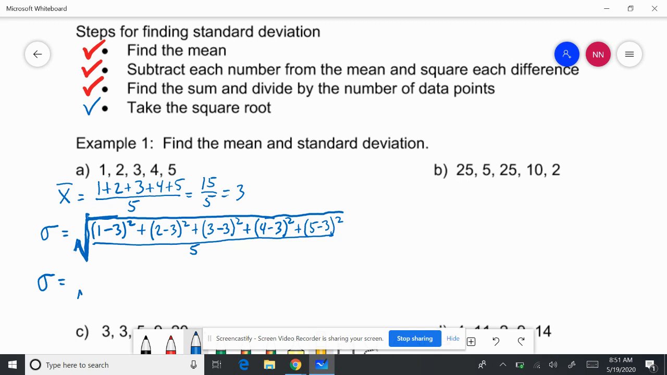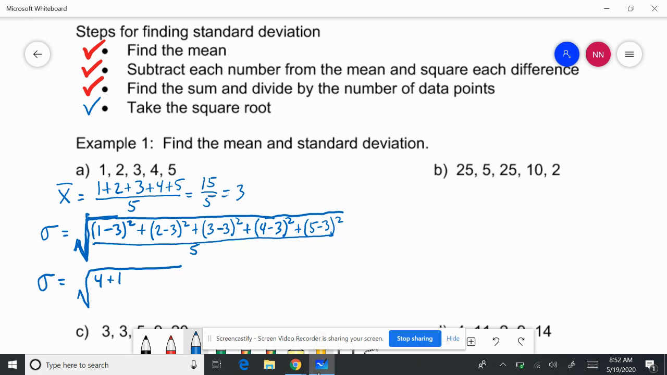So we're going to do 2 steps in 1 right here. What we're going to do is subtract it and square it. So 1 minus 3 is negative 2. Squared is 4. Whenever we square something, it's always positive. 2 minus 3 is 1. Squared is 1.